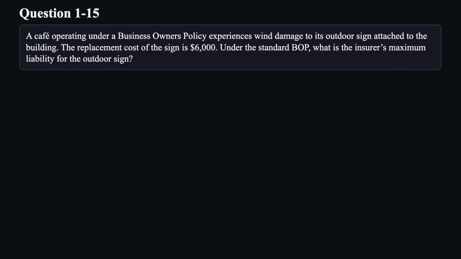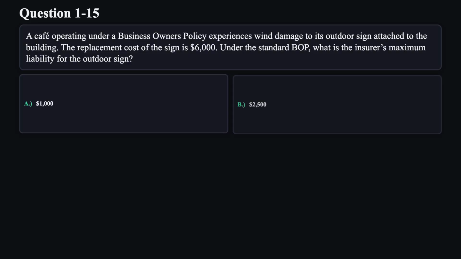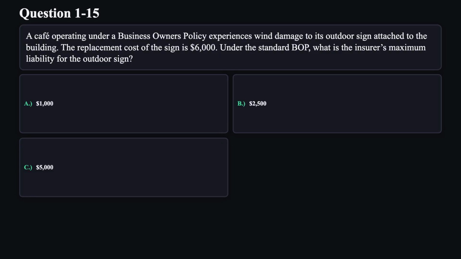Question 15. A cafe operating under a business owner's policy experiences wind damage to its outdoor sign attached to the building. The replacement cost of the sign is $6,000. Under the standard BOP, what is the insurer's maximum liability for the outdoor sign? A. $1,000. B. $2,500. C. $5,000. D. $6,000.